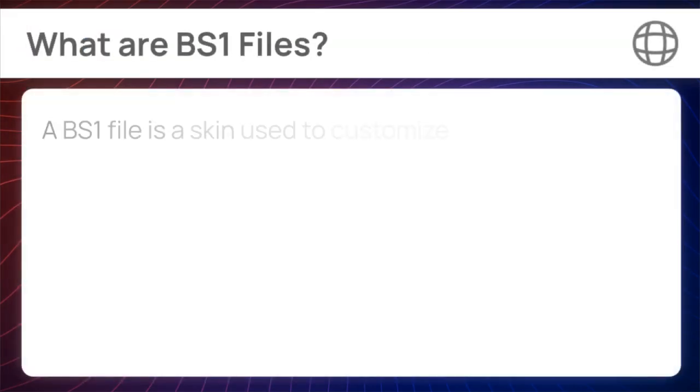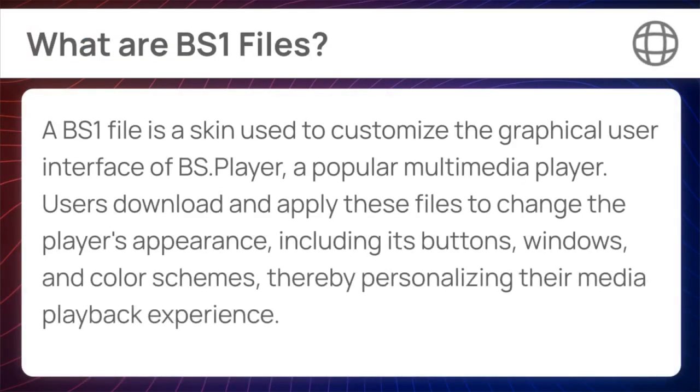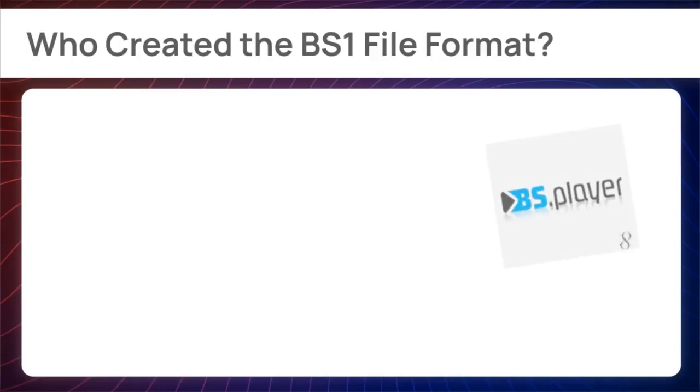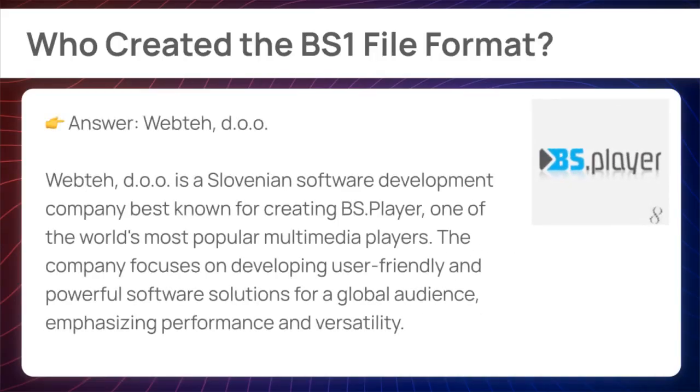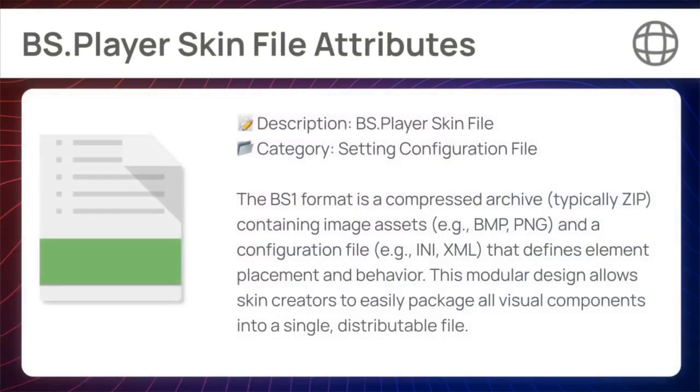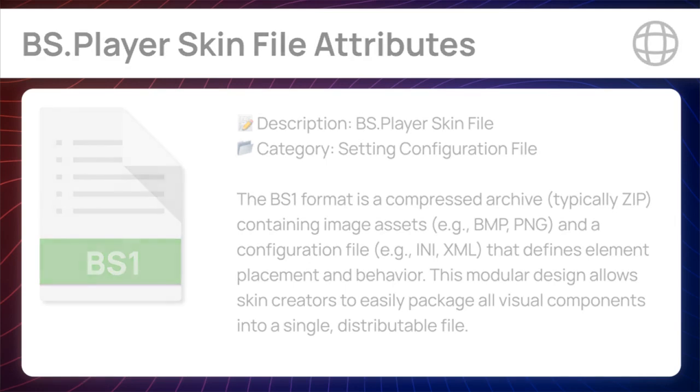A BS1 file is a skin used to customize the graphical user interface of BS.Player, a popular multimedia player. Users download and apply these files to change the player's appearance, including its buttons, windows, and color schemes, thereby personalizing their media playback experience. The BS1 format is a compressed archive, typically zip, containing image assets, e.g. BMP, PNG, and a configuration file, e.g. ini.xml, that defines element placement and behavior. This modular design allows skin creators to easily package all visual components into a single distributable file.